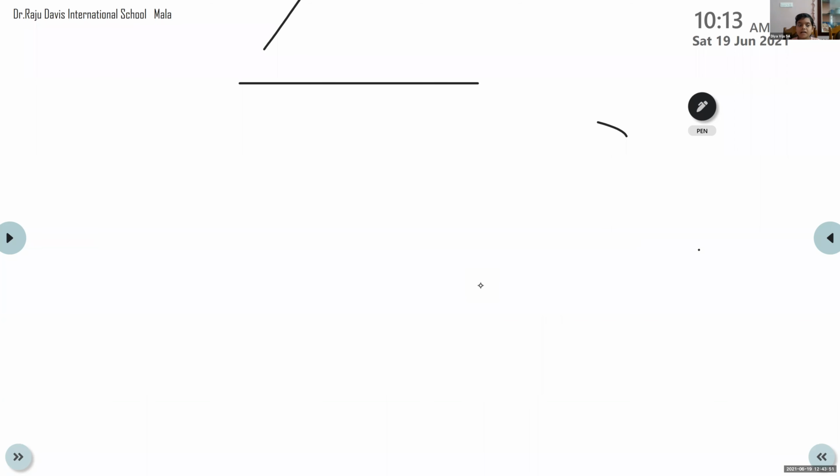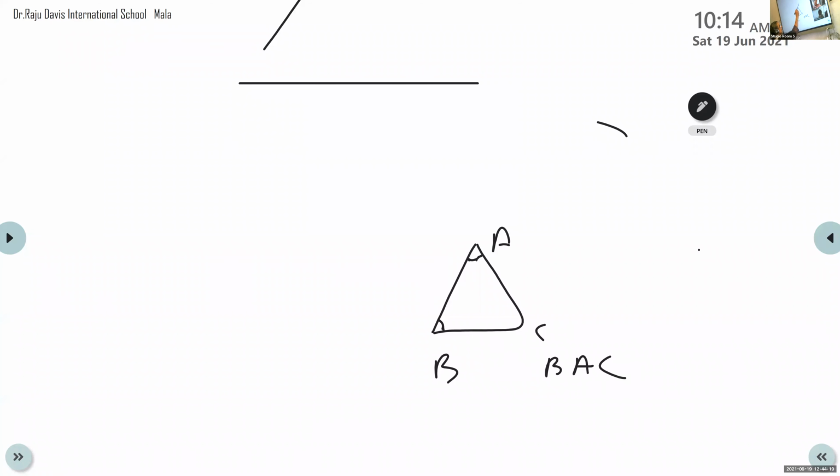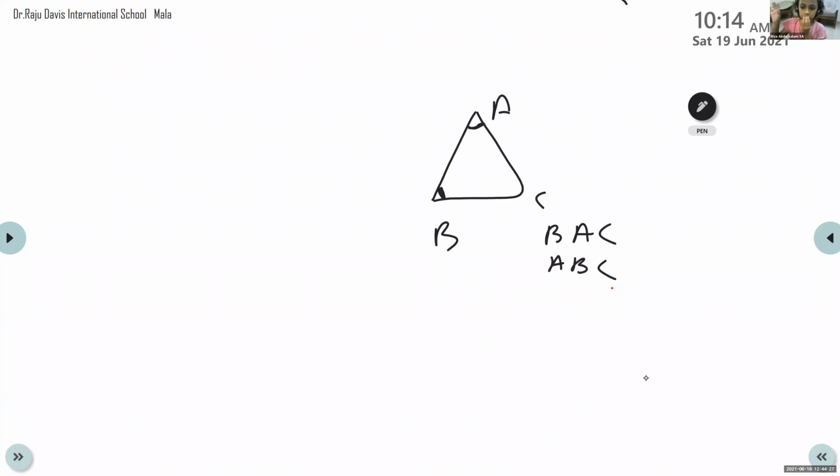Ma'am, can we draw angles in any shape? Angles in any shape means? Yes, this is also an angle. Here also an angle is formed. A, B, C. If we are drawing a triangle, there are 3 angles here. If you want to mention this angle, you have to write angle BAC. And if you want to tell about this angle, you have to write it as ABC.